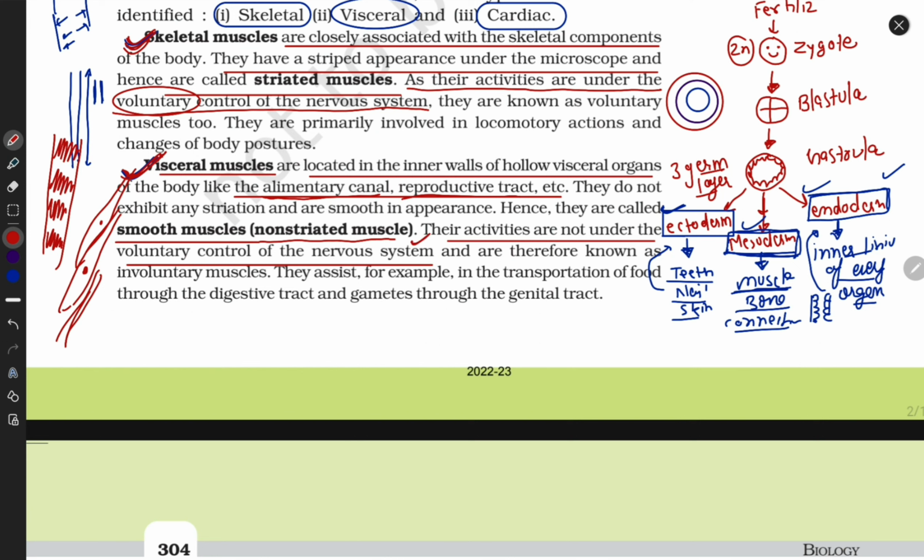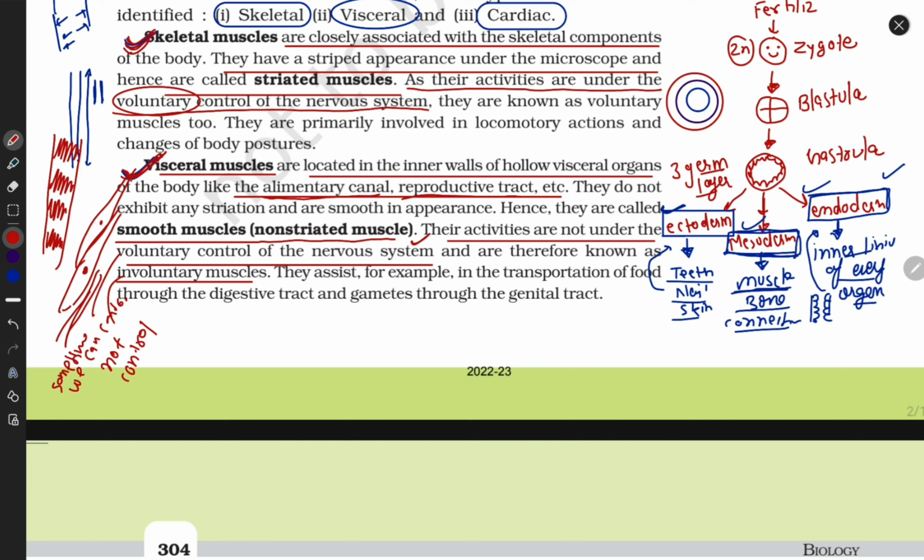Involuntary or voluntary, both movements are controlled by the nervous system, but voluntary movement we can sometimes control, while involuntary movement we can't control.